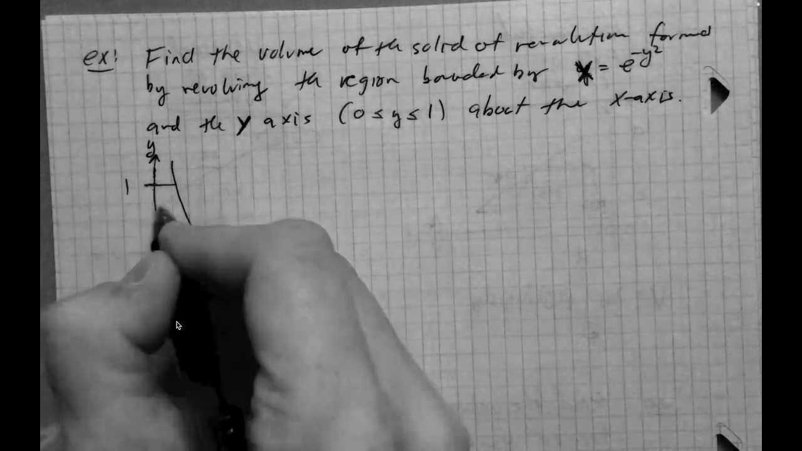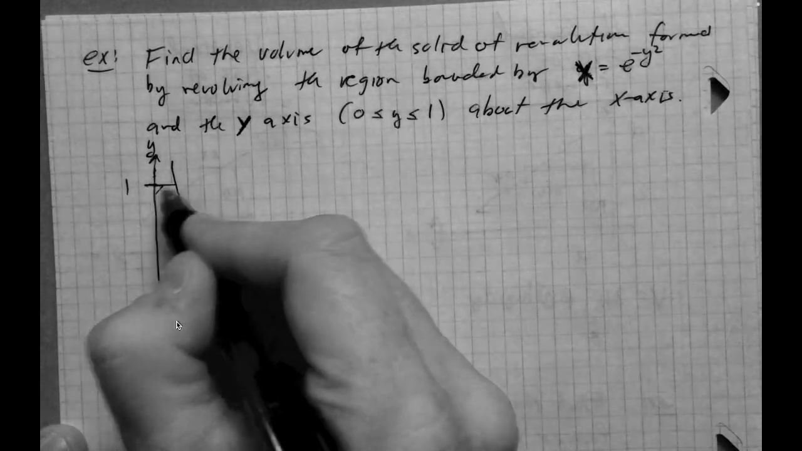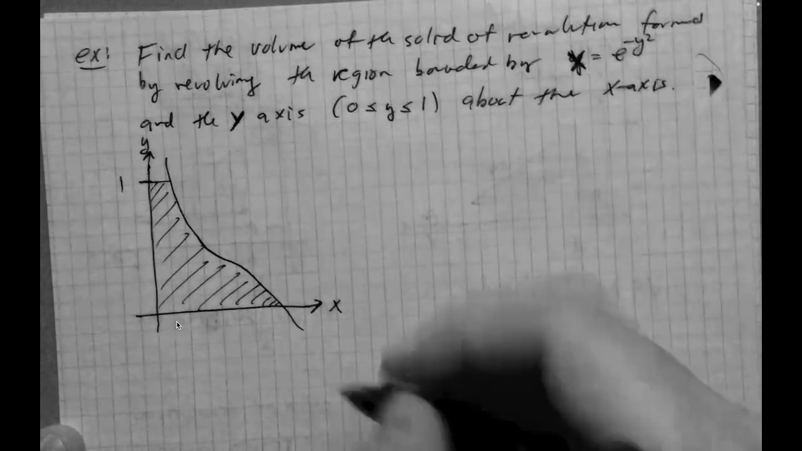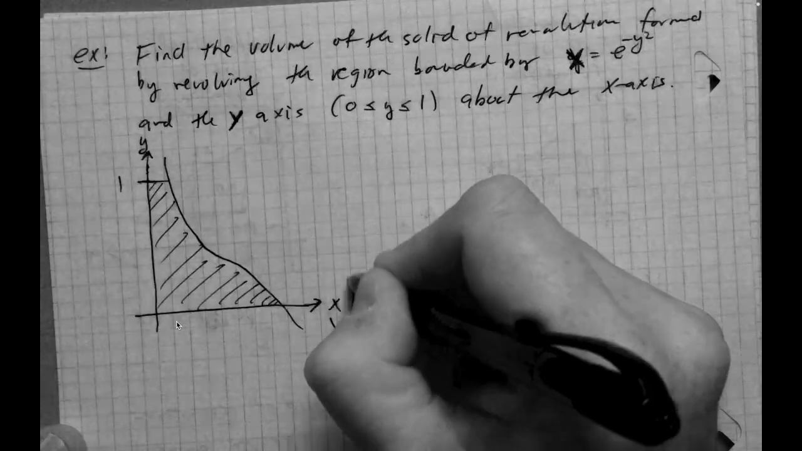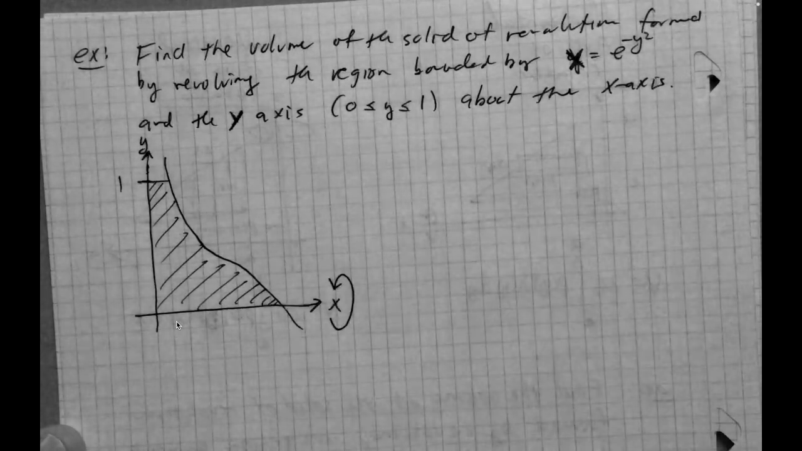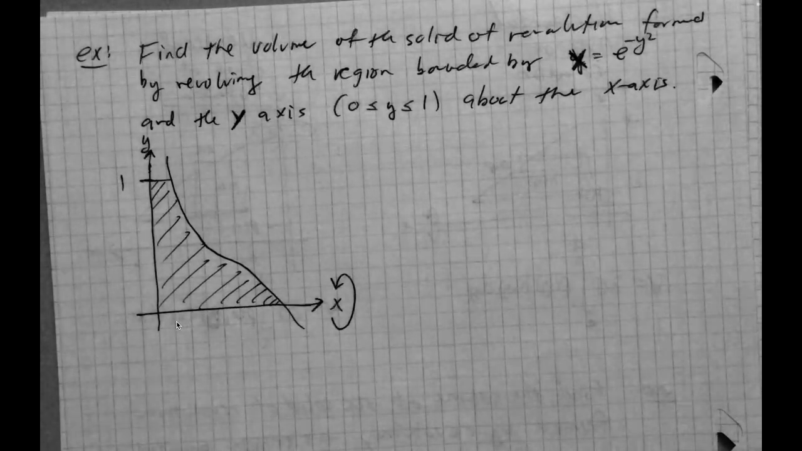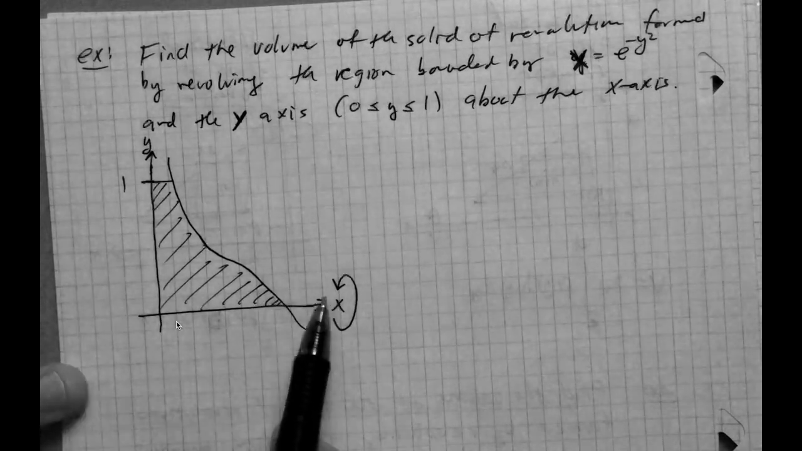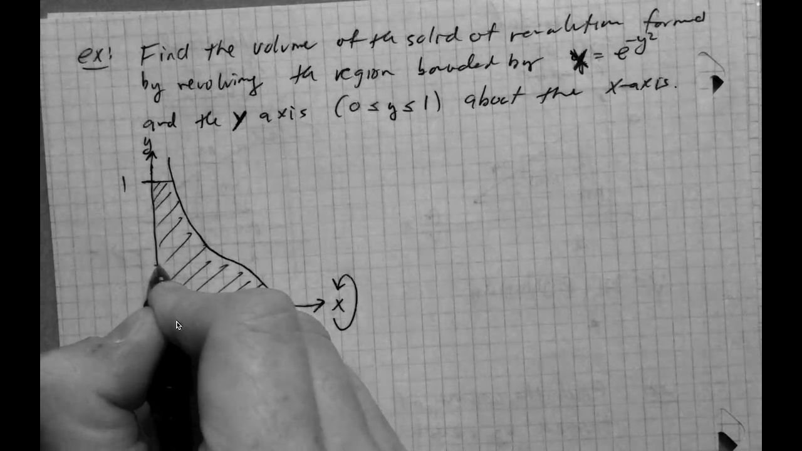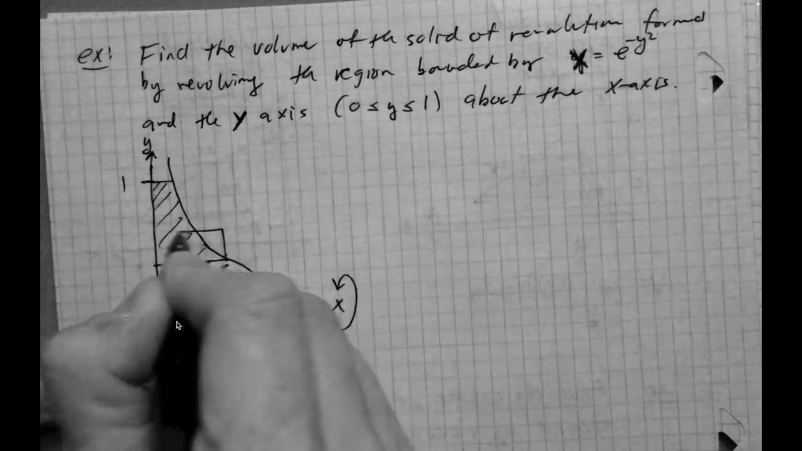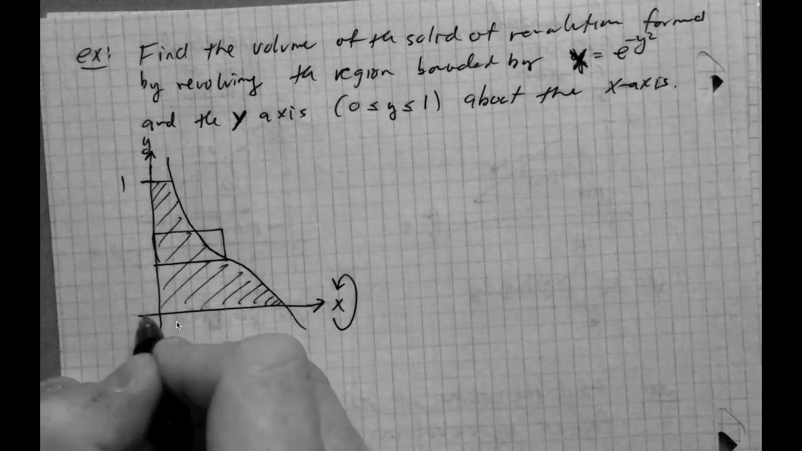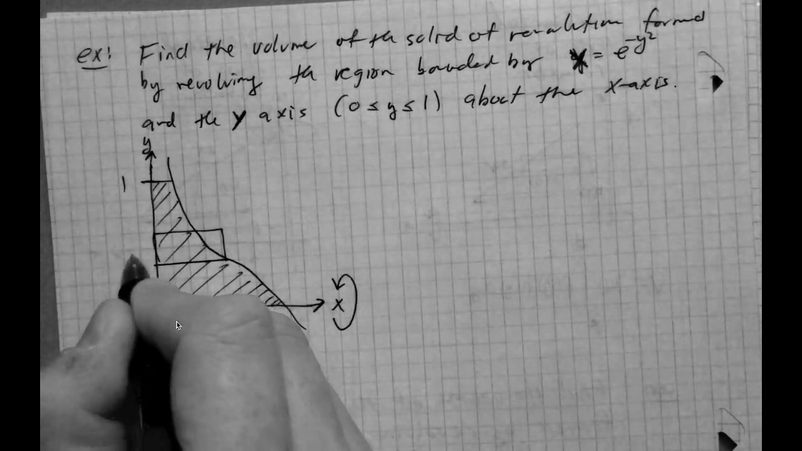So the region here is from 0 to 1, so it's basically this right here, and we're going to spin it around the x-axis. All right, and so if it's spinning around the x-axis and we're using the shell method, then we're going to have representative rectangles that look like this. Okay, and we can quickly see what all of the pieces are.